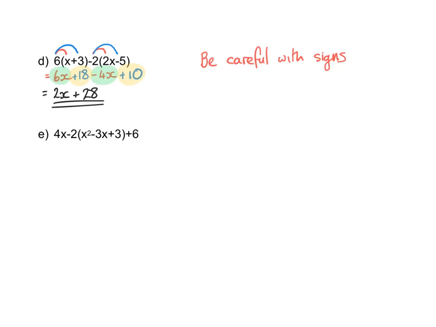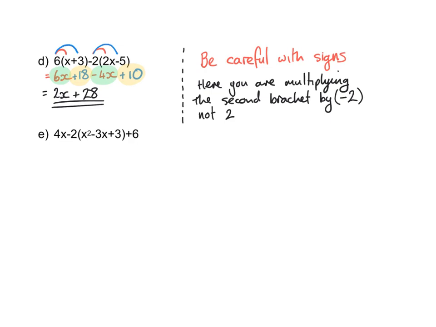So we'll just write a little reminder of the important part of that question up at the side here, which is that you're multiplying the second bracket by negative 2 and not just 2. In the last example, which we're going to bring together everything, so I've made it deliberately a little bit tricky here, we're going to have a look at what we've got.